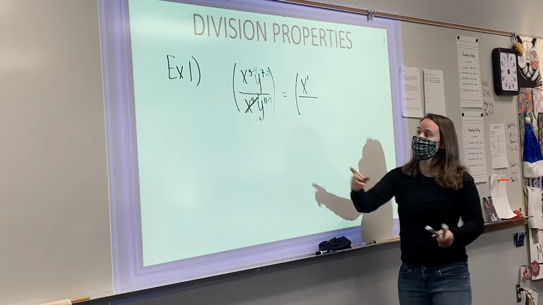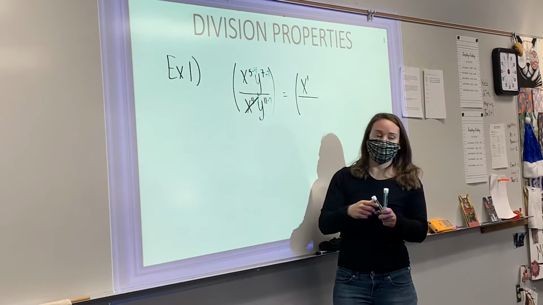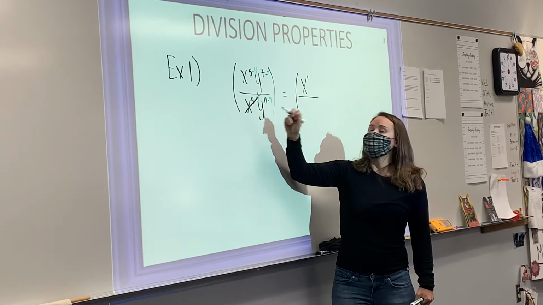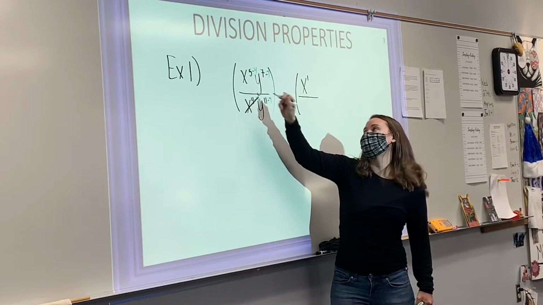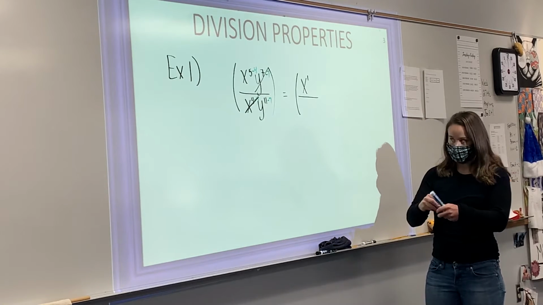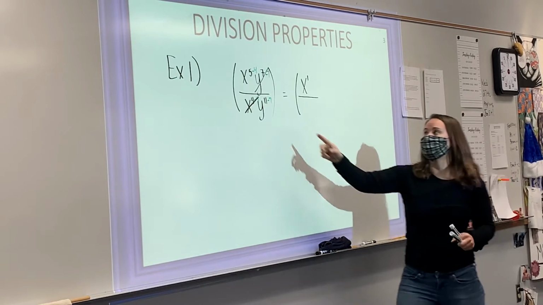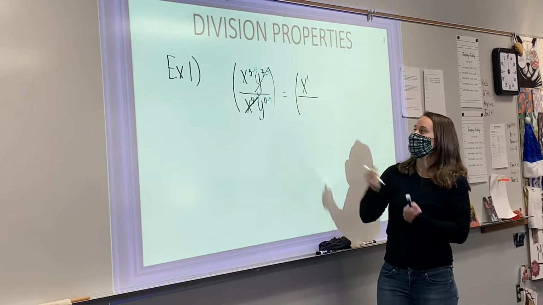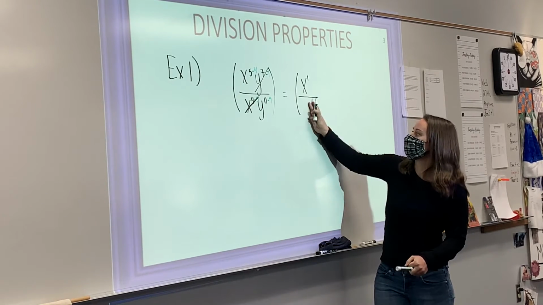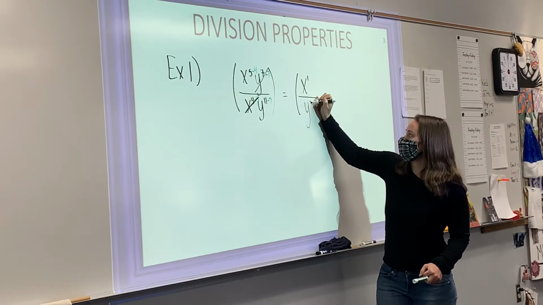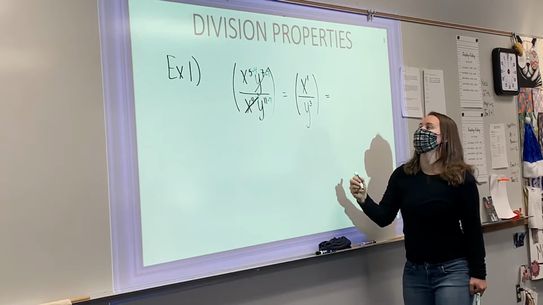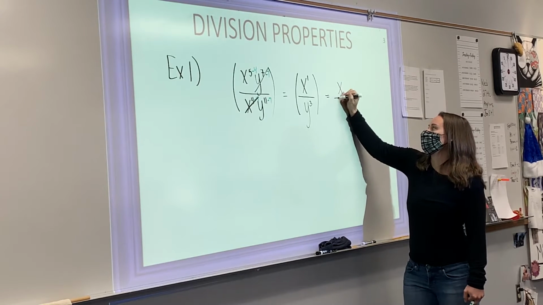And so what happens with this 7 minus 7 and this y to the 0th? What can we do to it? Take it away. Yeah, cross it out. Bye-bye. And then we are left with y to the 11 minus 7. That's just y cubed. Okay, and I can rewrite that without the parentheses. That would just be x over y cubed.